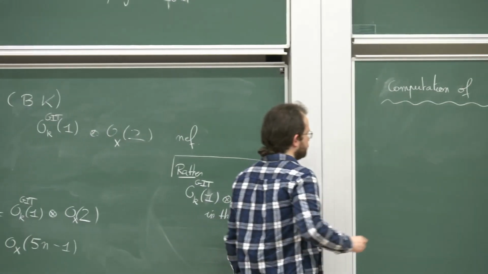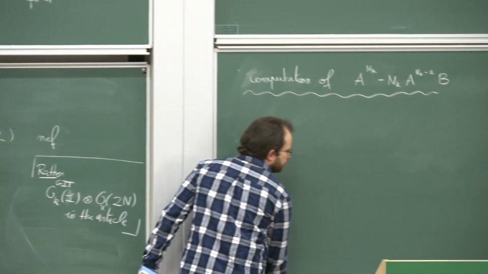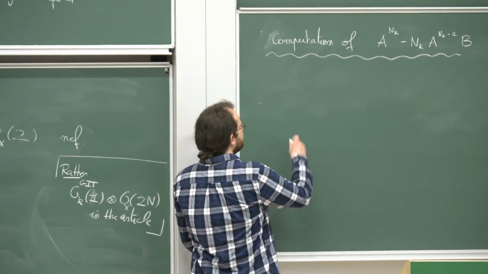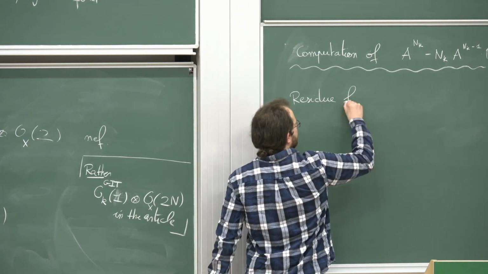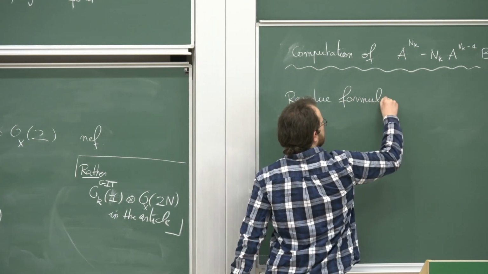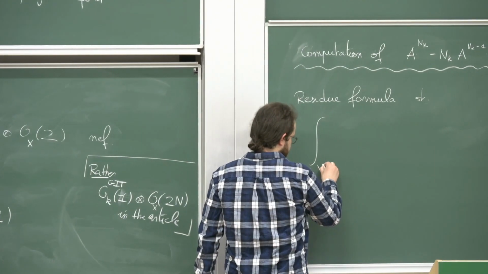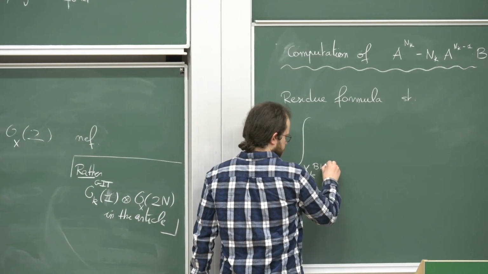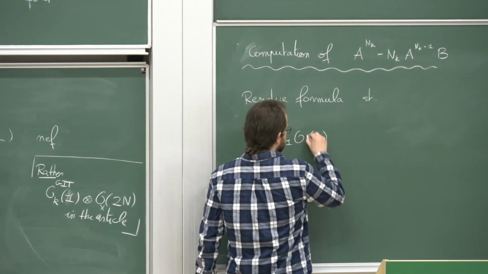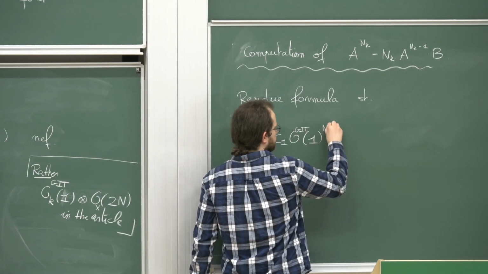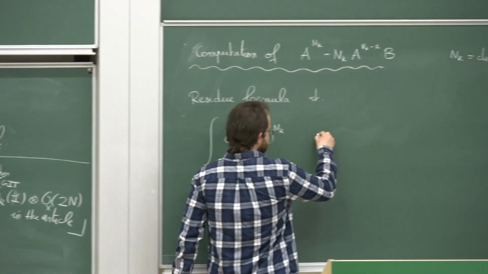So again, I will not be able to explain the residue formula that appears in the work of Bérczi-Kirwan, but let me just say the following. They have a residue formula which allows you to compute, for example, the top intersection of the O1GIT on the total space.